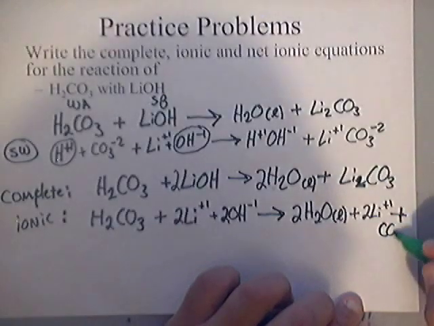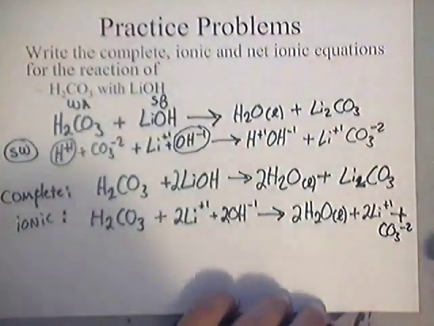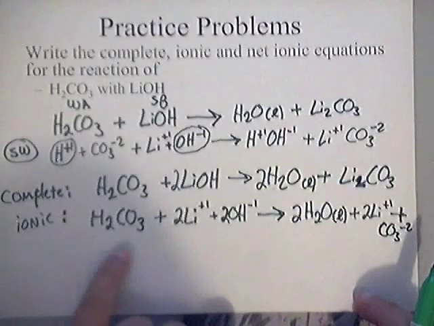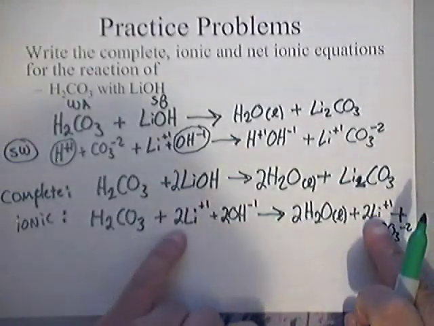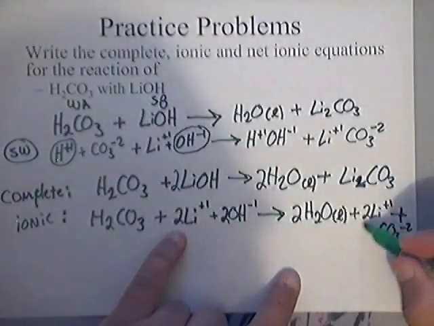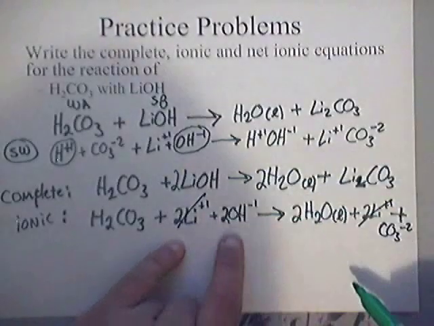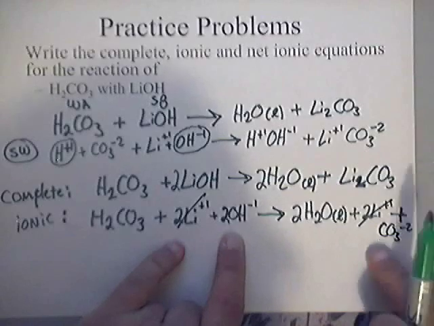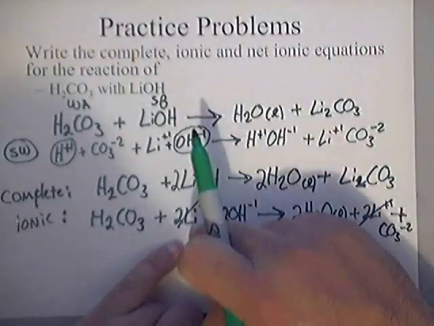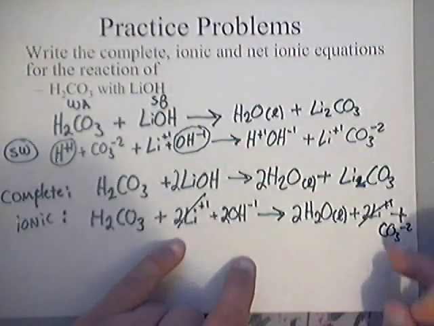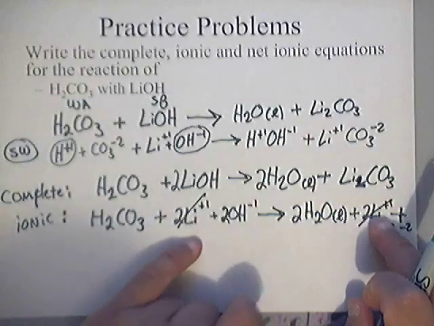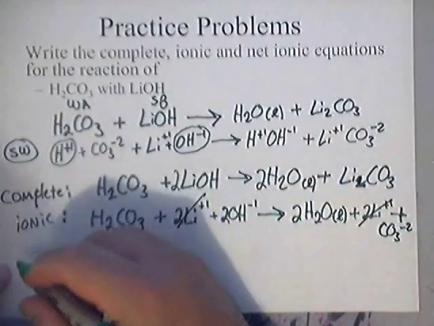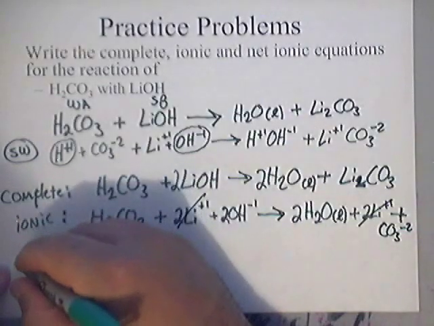this CO3 -2. Now if you look around, notice that you have 2 Li+1 on both sides, so that's a spectator ion, and you should have 2 hydroxides, but over here you don't see them, and you should see CO3 -2 over here, but you don't see them over there. So you only have one spectator ion, that's Li+1. So we'll get ready to write that down later, but let's go ahead and get the net.